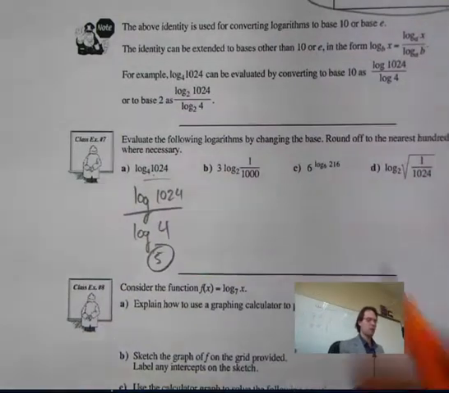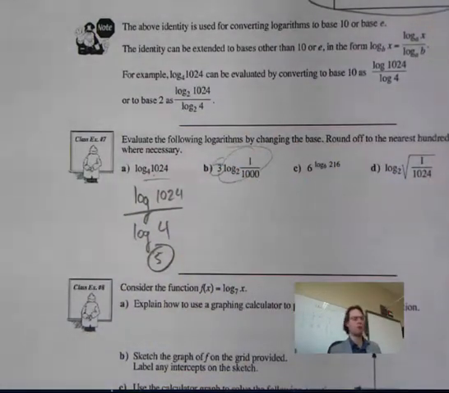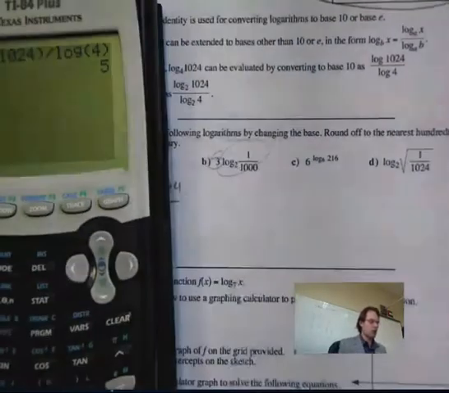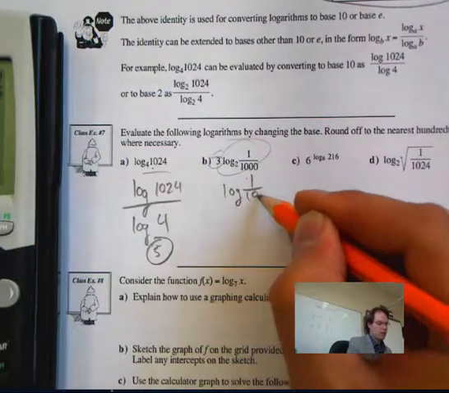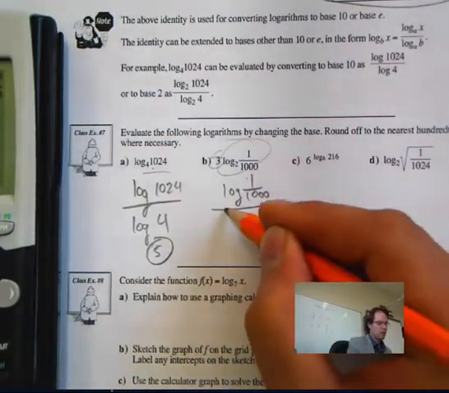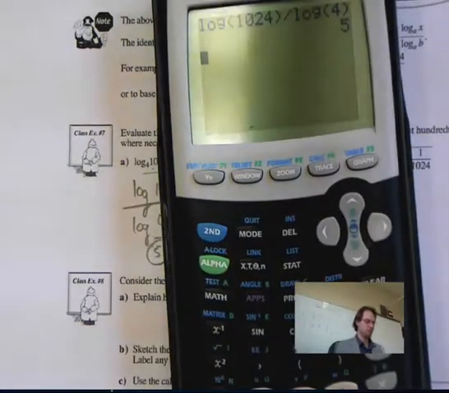Okay? This one right here, I'm going to multiply by 3 later. I'm going to first do my log and then multiply by 3. So it's log 1 over 1,000 all over log 2. And then we multiply by 3 at the end.